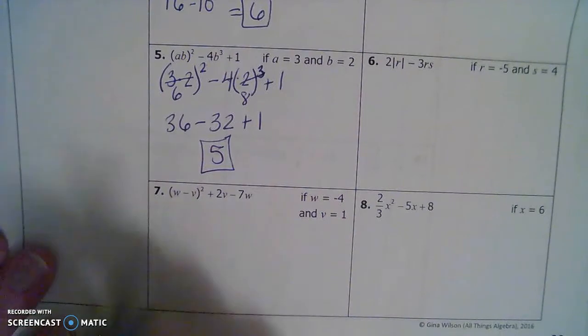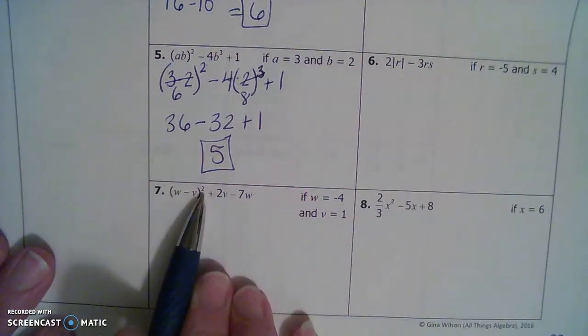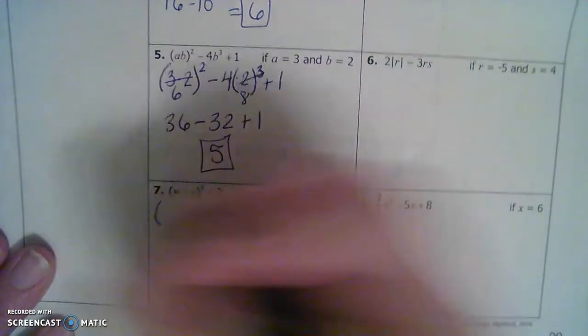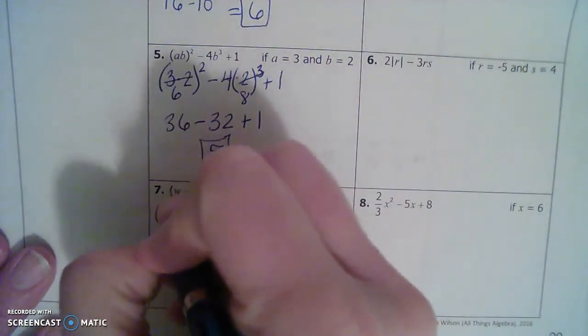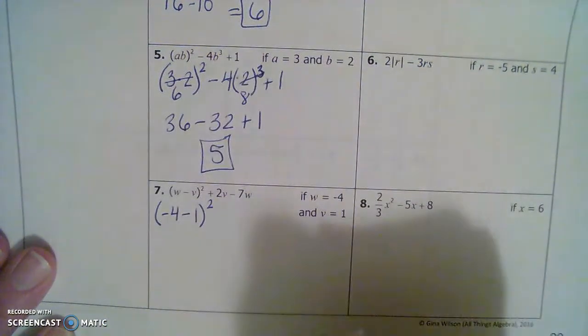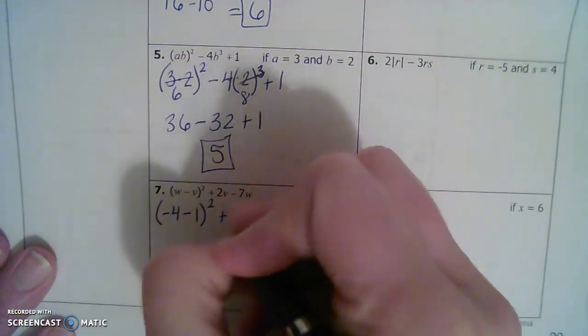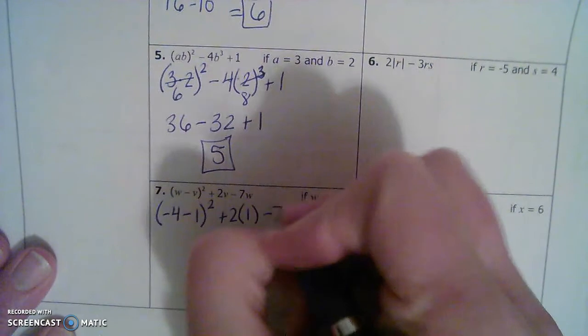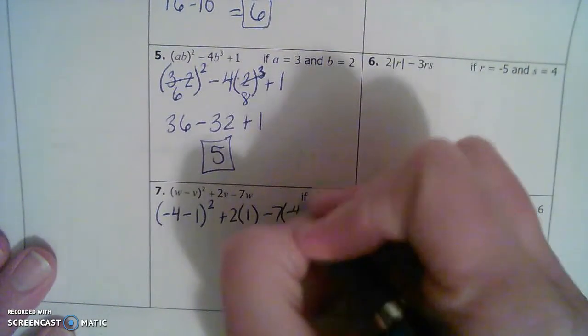Again, we have something inside the parentheses being squared. So parentheses, W is negative 4 minus V, which is 1. All of that is squared. Plus 2 times V, which is 1, minus 7 times W, which is negative 4.